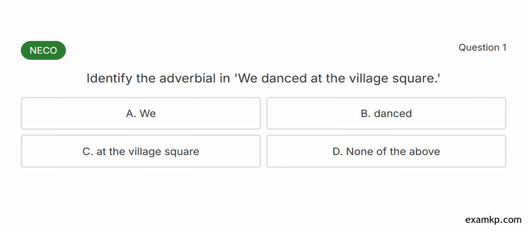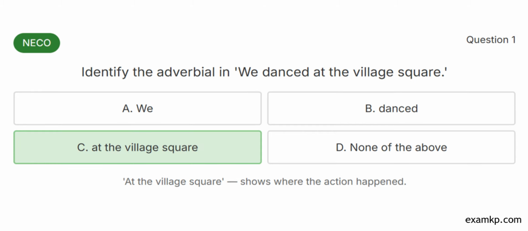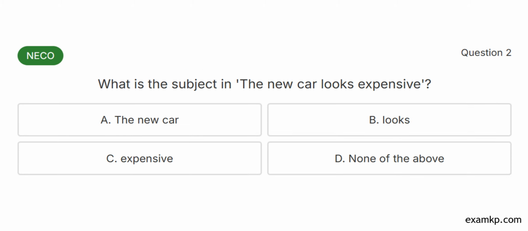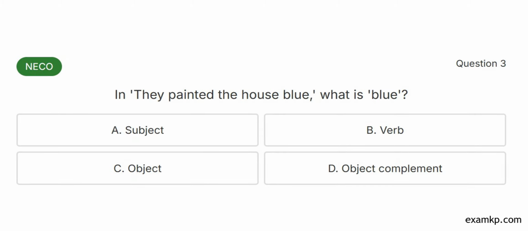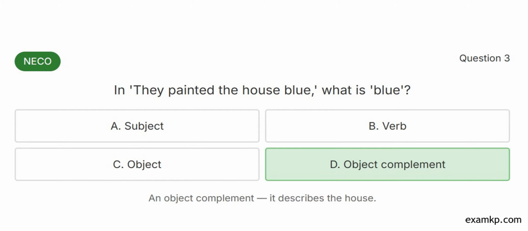NECO practice now. Example 1. We danced at the village square. Highlighting at the village square, that's an adverbial phrase, showing where. Number 2. The new car looks expensive. That's the subject. Number 3. They painted the house blue. That's the object complement. The blue describes the house.